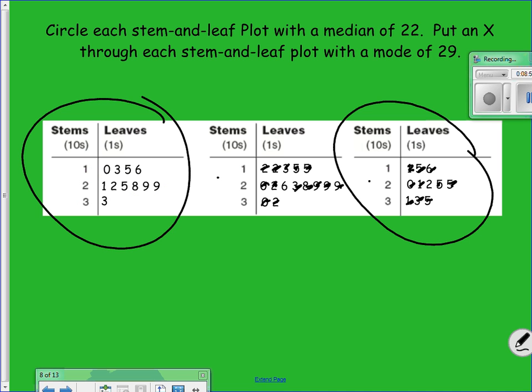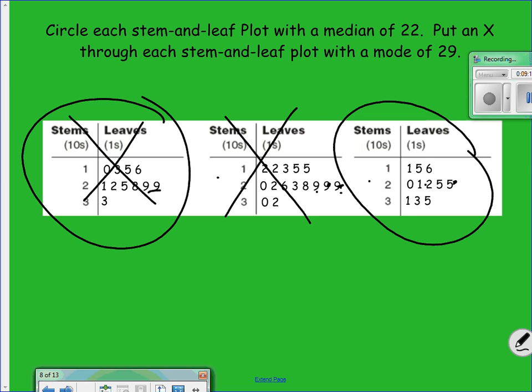So mode 29 here. Mode 29 here. Mode 29 here. Well, I know 9 happens twice here. Anywhere else it happens here. This one works. 9 happens 3 times here. Anywhere else it works here. And 9's not on this. This is how you'd solve it. So it could look just like this on your assessment, okay? So keep that in mind.